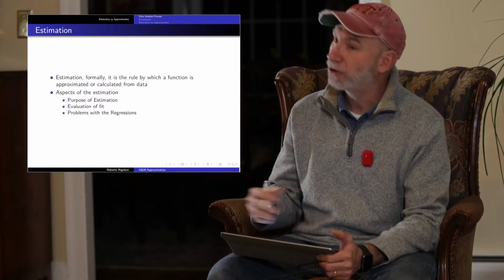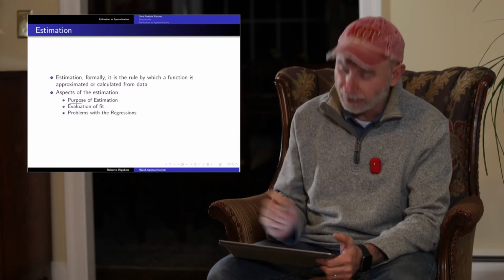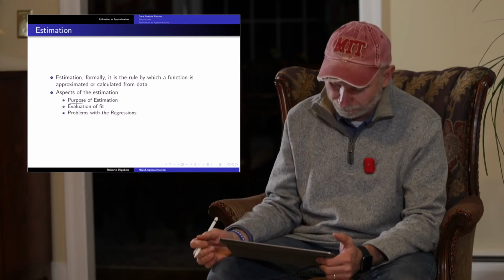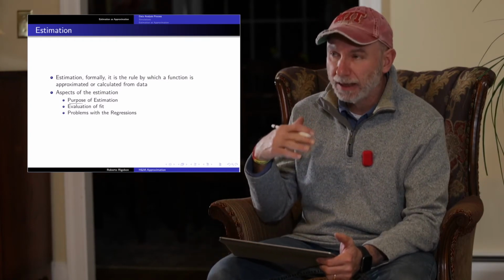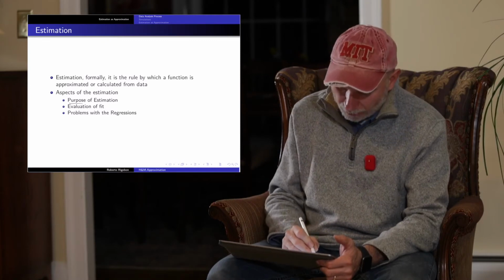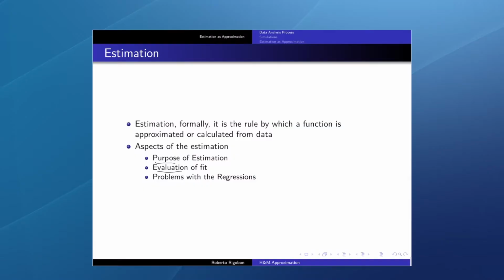The purpose of that estimation is very important to determine the weaknesses of that estimation. So we're going to devote a little bit of time to what the purpose of any form of estimation is. The second one is that, given the purpose, how can we evaluate how good that estimation was? So we want to evaluate the fit. And lastly, understanding the purpose and how we're going to evaluate the fit, what doubts do we have? So what are the problems that regressions might have? These three things are important, and they're very intertwined.